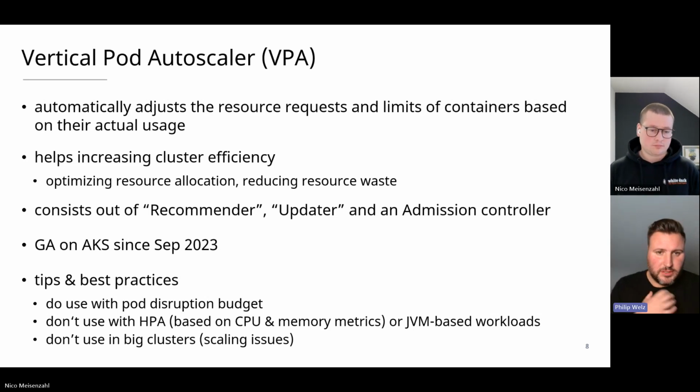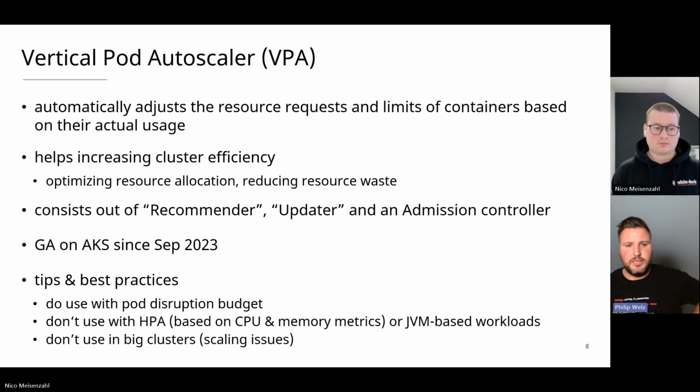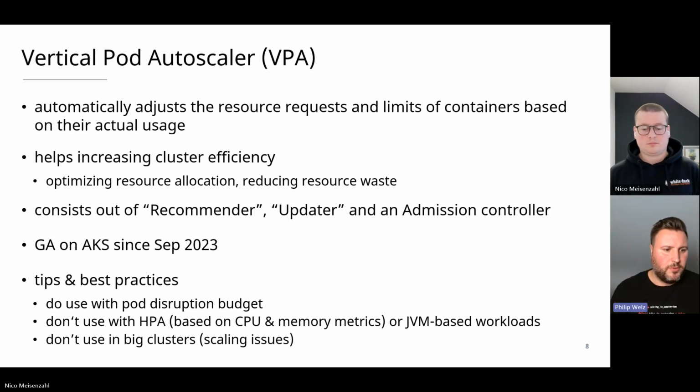Also, one best practice is when you use the VPA, use the pod disruption budget, because when the recommender and the updater update the request resources, your pod will be evicted. So that's why you should use the PDB, so that always one replica is available of your workload. And also with AKS, we have a limitation of 1,000 pods per VPA overall. So if you have a really large cluster, VPA is not recommended here.